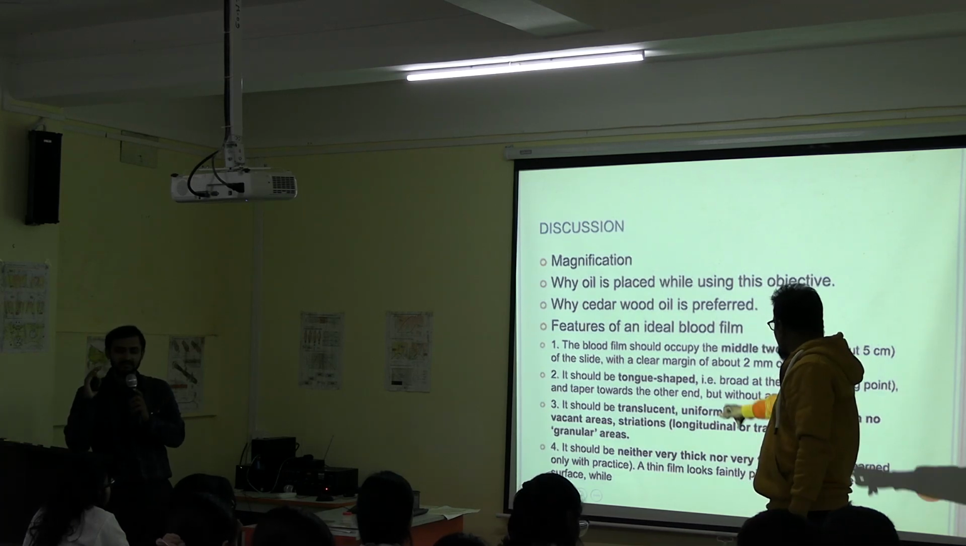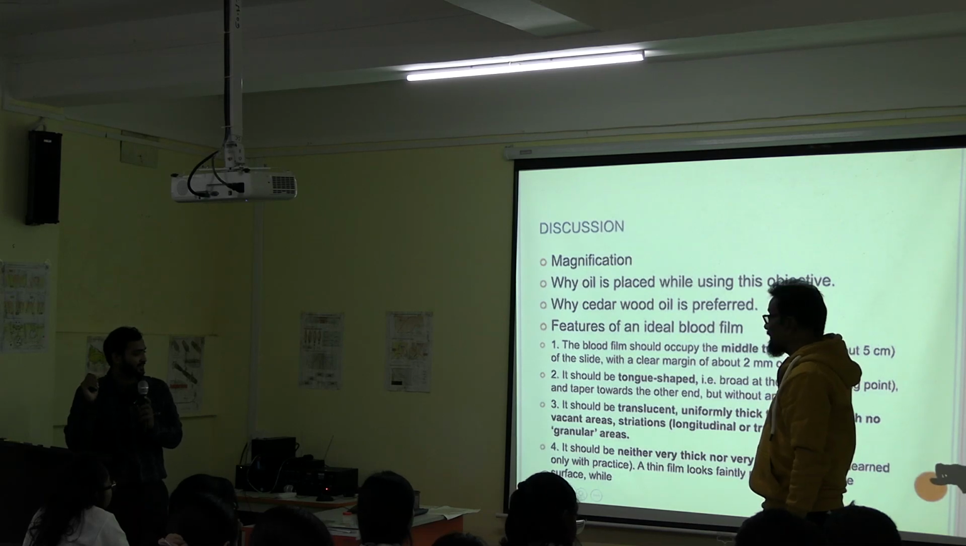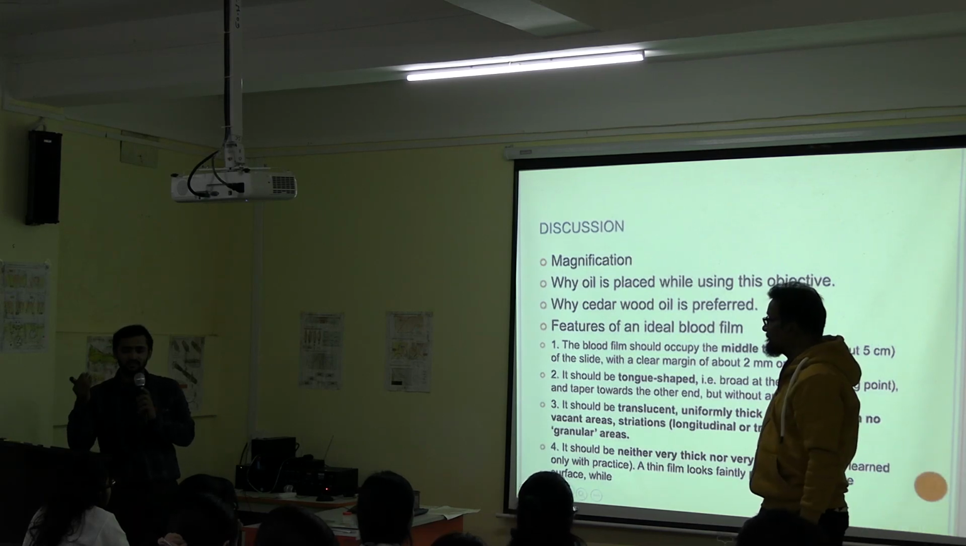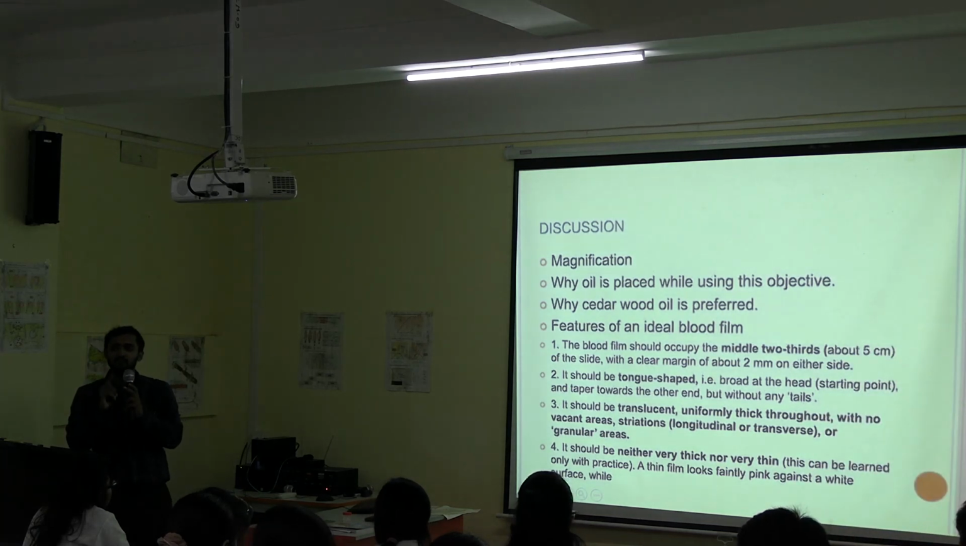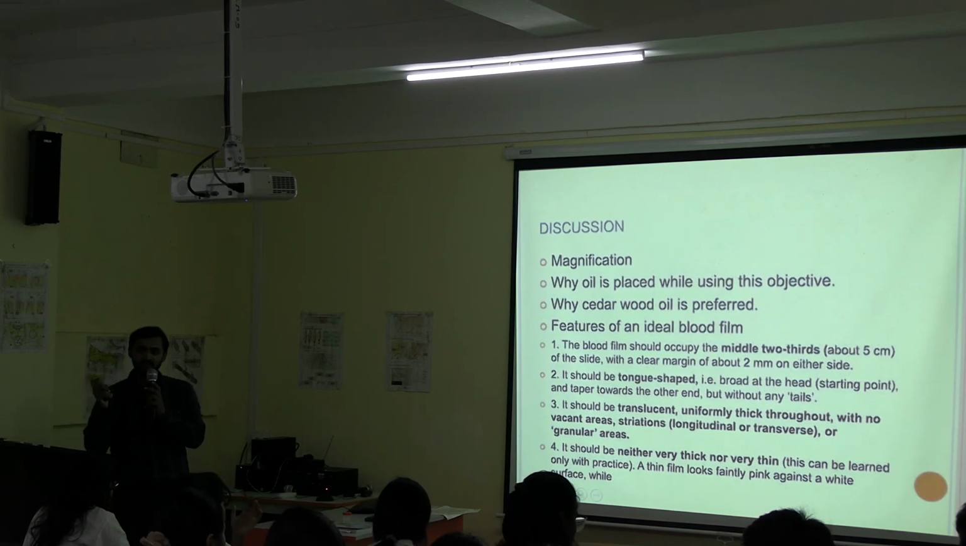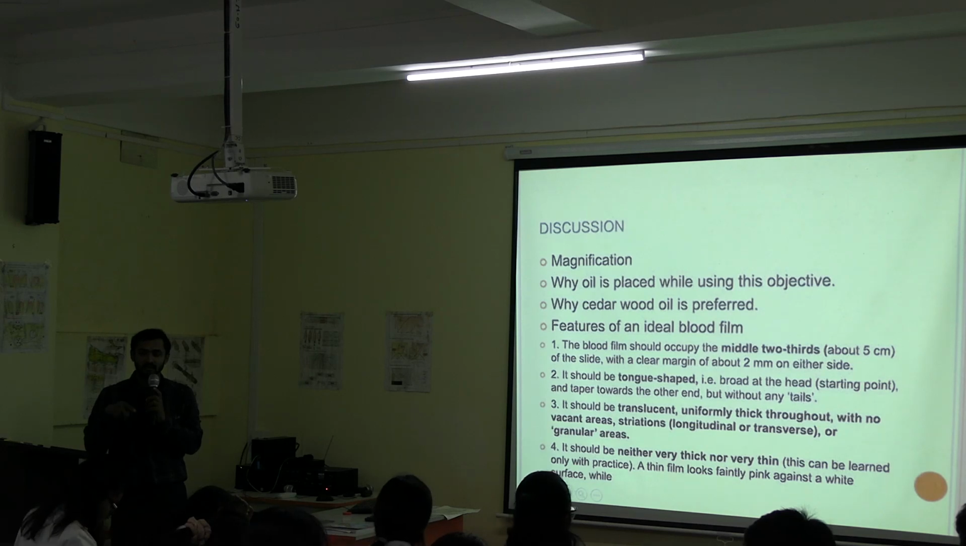It should not be very thick or very thin. It will smear, so it should be single layer thick. Not a single RBC should be over another, or clumping must be there. Minimal clumping can be there, but it should be single layer thick, and the stain should not be overstained and not understained.